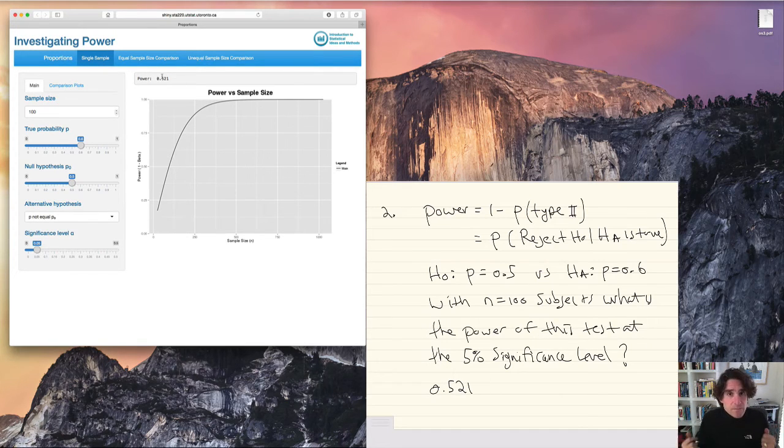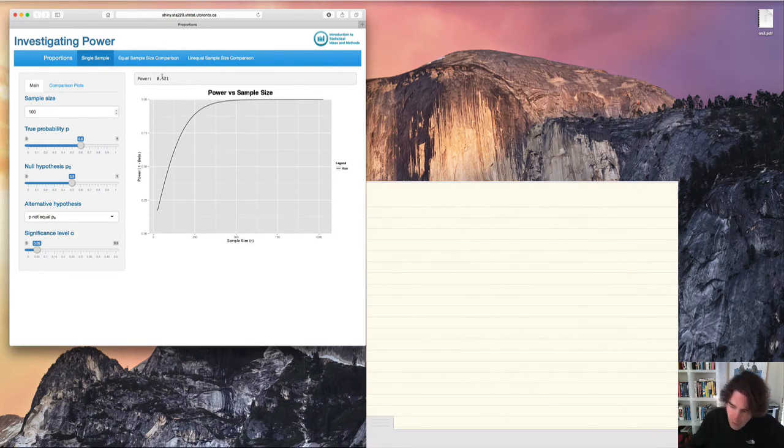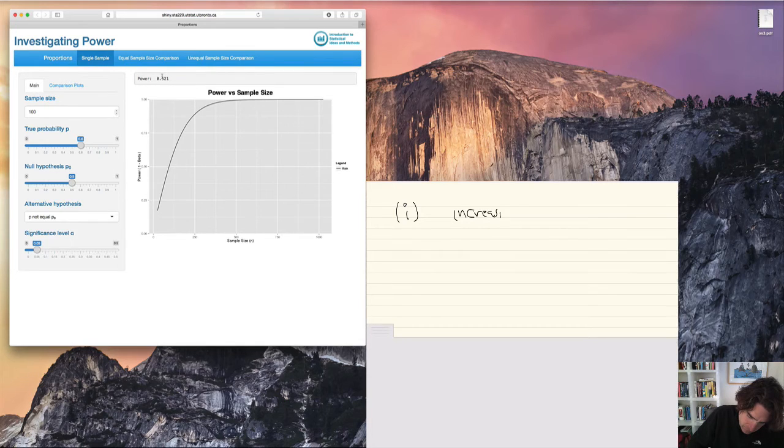So how can we increase power? Well, we can increase power by increasing alpha. So if we increase alpha to, let's say, 0.1, now the power goes from 0.52 to 0.644. So it's increased, of course, leaving everything else fixed.